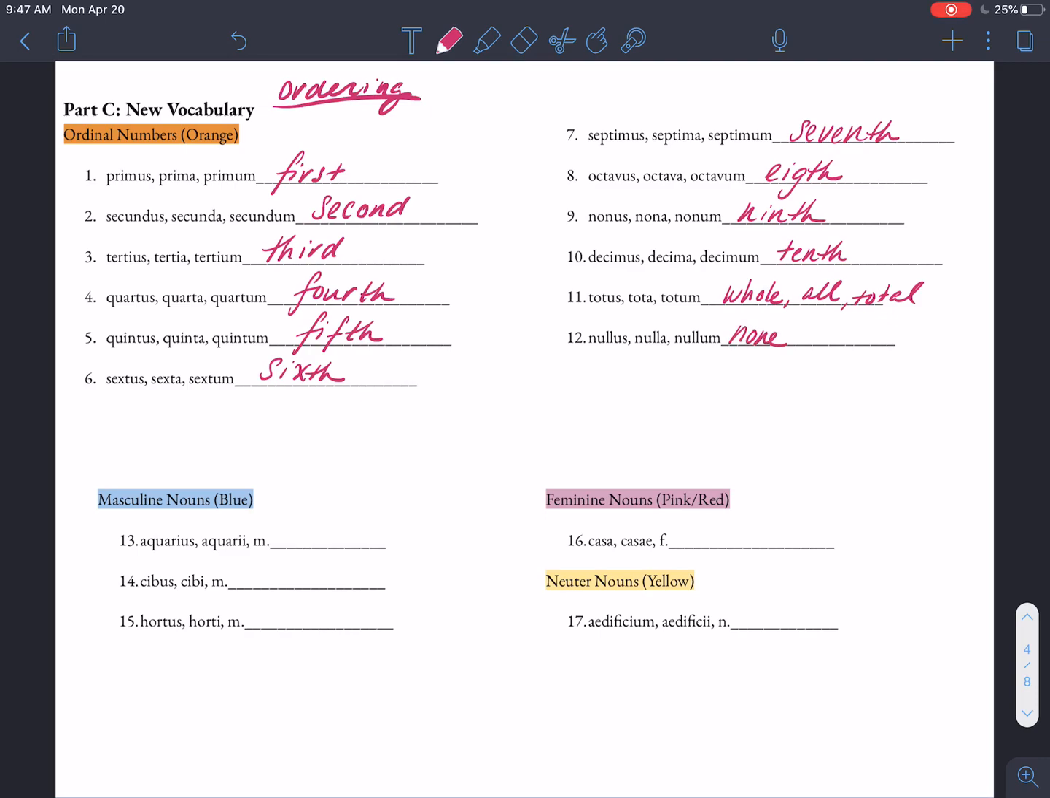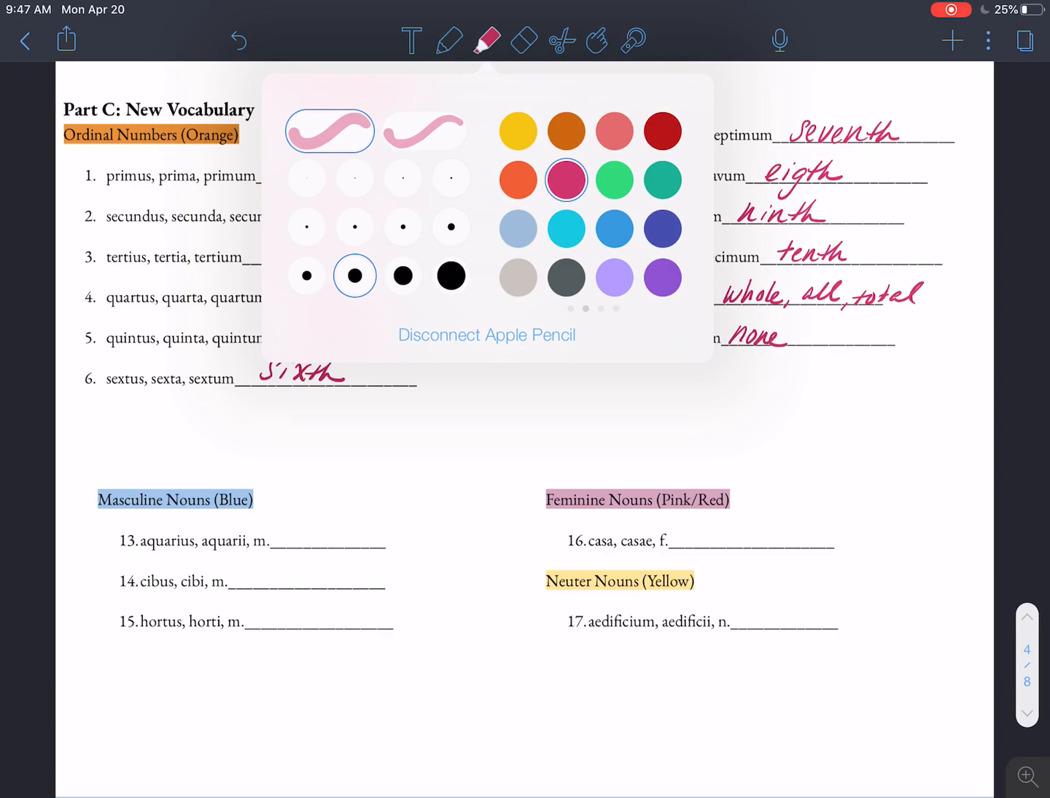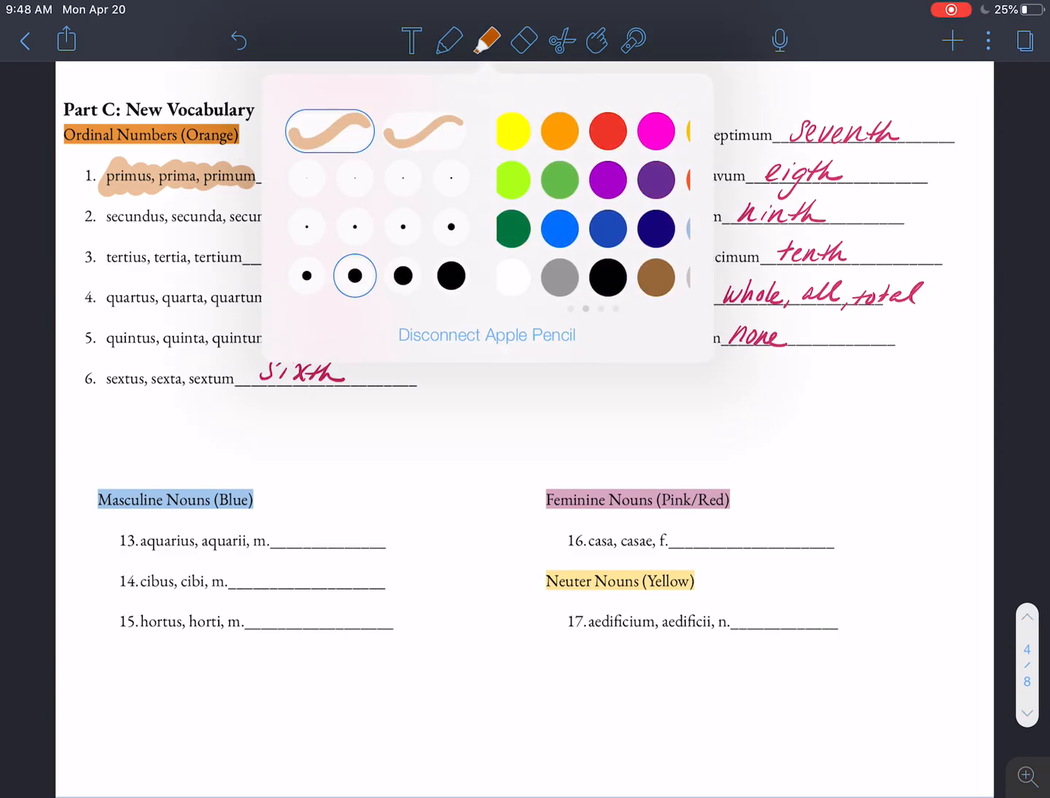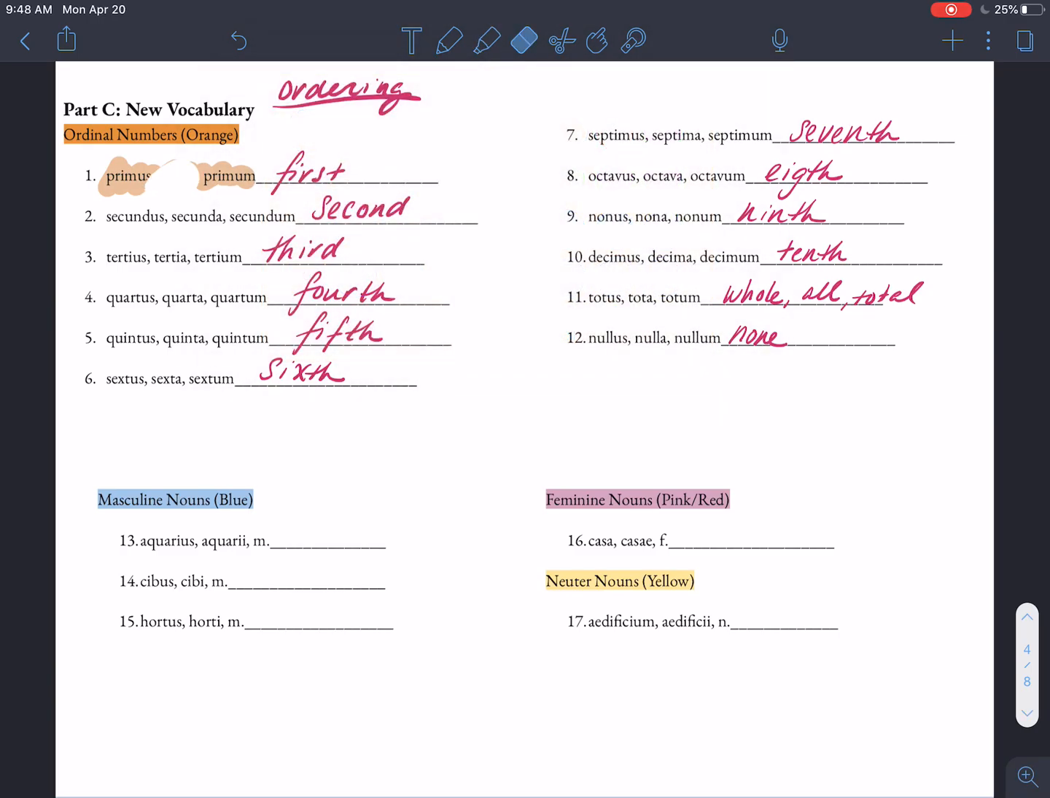All right. So those are our new ordinal numbers, and those are going to be color-coded in orange. That is brown. Whoops. Magistra's bad. She made a mistake. Alright, anytime we do new vocabulary, make sure that you color code it. Alright, and there's a reason we're doing it this way.